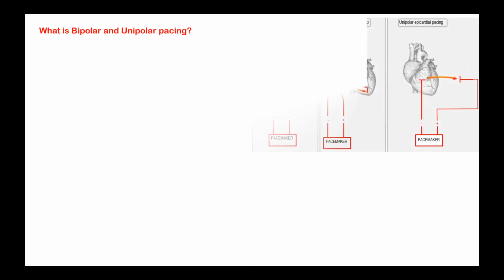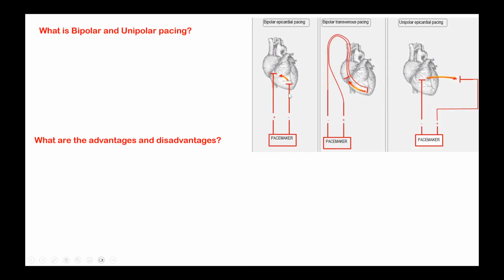What is bipolar and unipolar pacing? That is again a different way of placing the leads. The pacemaker is outside, and you can put leads in both the atrium and ventricle. This is epicardial placement, this is transvenous pacing, and this is the epicardial unit. All these things are more invasive.